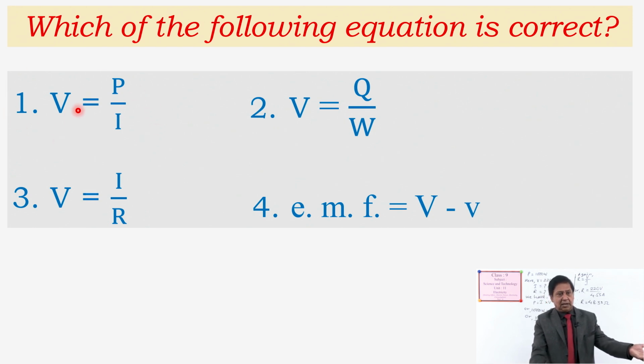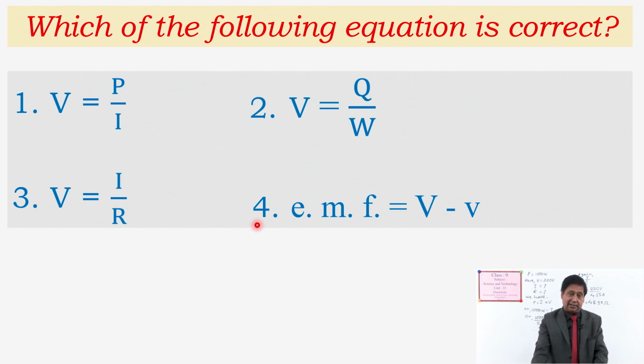1. V equal to P by I. If I is taken to the left hand side, P equal to I into V is correct. First is correct. Now second, V equal to Q by W. Potential difference should be work done by charge, but here it is charge by work done. This is incorrect. Now 3. V equal to I by R. V equal to IR is the correct relation according to Ohm's law. It should be V equal to IR, but here it is I by R. This is incorrect.